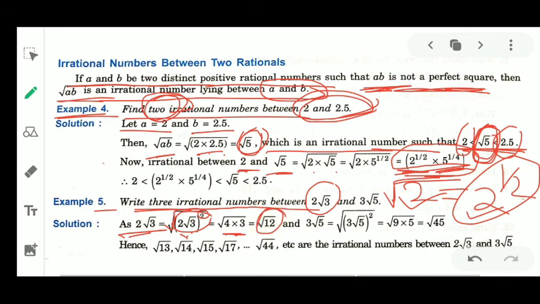Then we have the number 3 root 5. 3 root 5 can be written as root over of (3 root 5) squared. So now square of 3 is 9 and square of root 5 is 5. 9 into 5 is 45. Here we have the numbers root 12 and root 45. Now you can easily find three irrational numbers between root 12 and root 45.